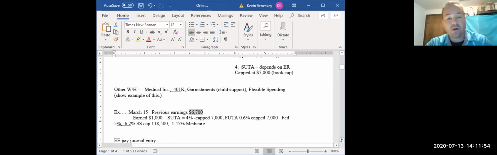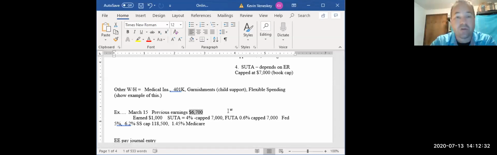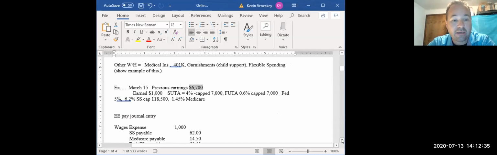So once we know, if I take my previous earnings plus my new stuff, if that amount goes over the cap, then you have to figure out what's left. And if you add these two up, it definitely goes over the cap. These two added together is $7,700. So what I have to do then is figure out how much I have left to get to the cap from where I started out. I started out at $6,700. The cap is $7,000. The difference between $6,700 and $7,000 is $300. That's all the more that I'm going to pay tax on.